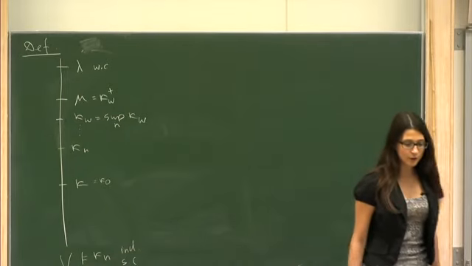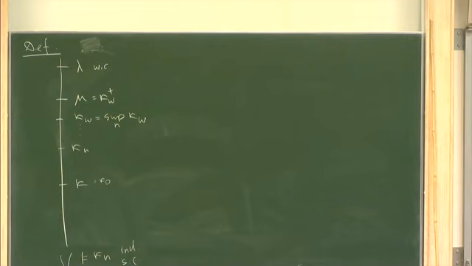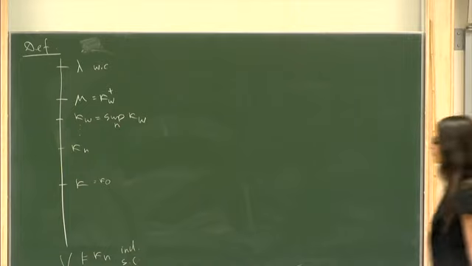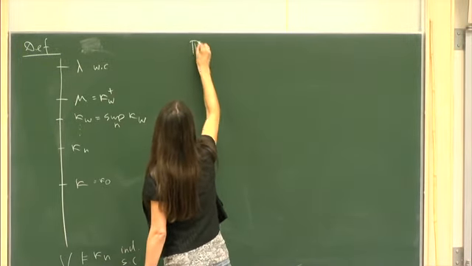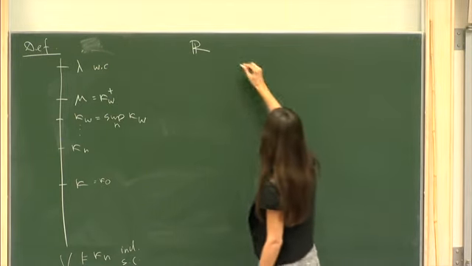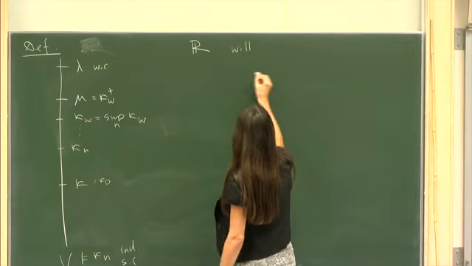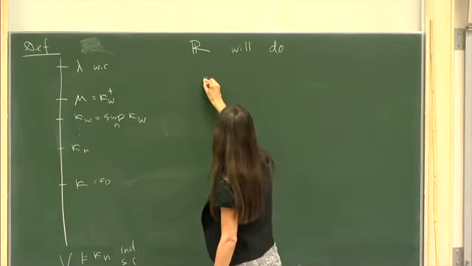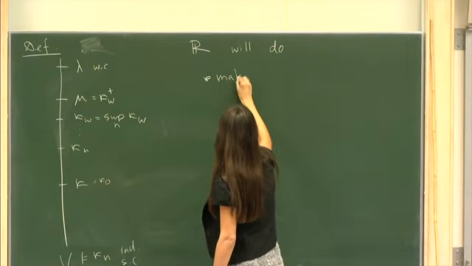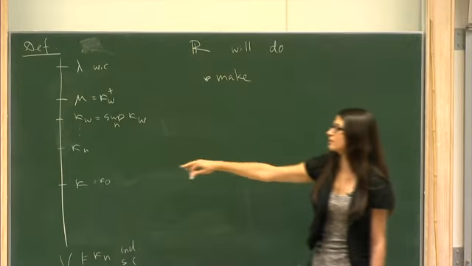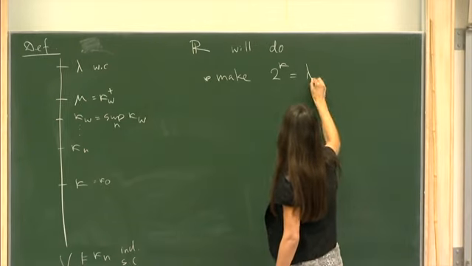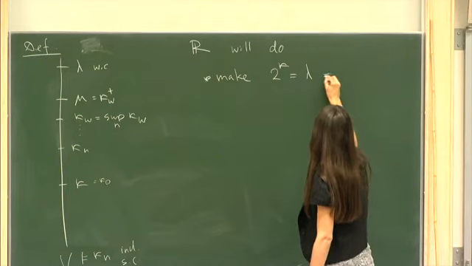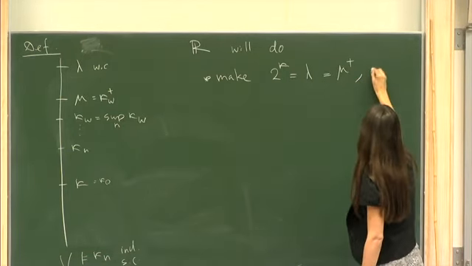Okay, so before defining the poset, let me write down what the tasks of this poset are. So what we want to do, I'm going to define a forcing R, which will do the following thing. As before, remember, kappa plays the role of what omega was there. So we want to make 2 to the kappa equal lambda. Now we also want to make lambda equal mu plus and preserve mu plus.